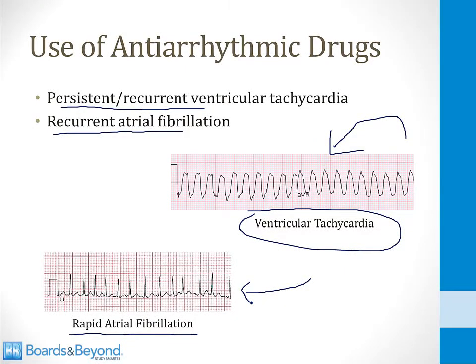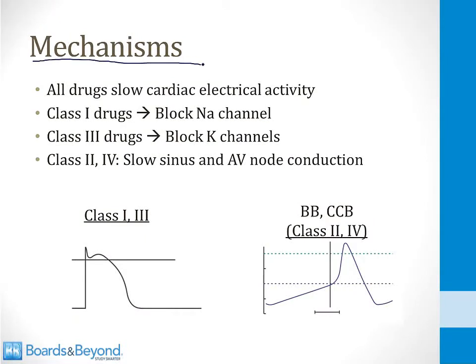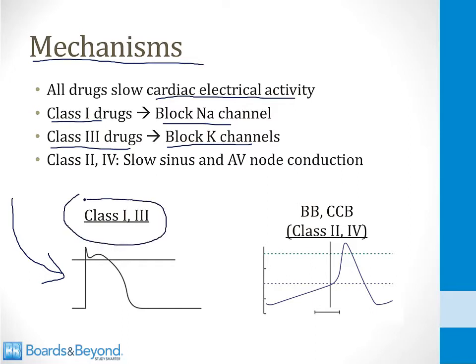patient in sinus rhythm. The mechanism by which all of these drugs work is via slowing cardiac electrical activity in some manner. As I told you before, the class 1 drugs block sodium channels and the class 3 drugs block potassium channels. These drugs primarily exert their effects in the atrial and ventricular myocytes. Those myocytes have an action potential that looks like what I've drawn at the bottom of the screen here. This is the action potential that will be modified by the class 1 and 3 drugs.